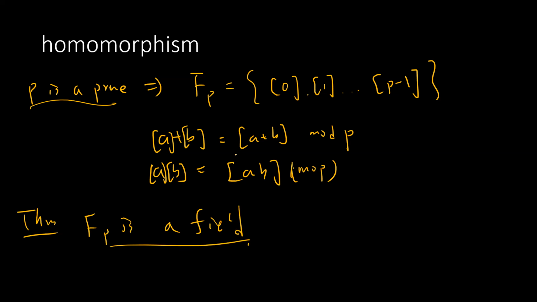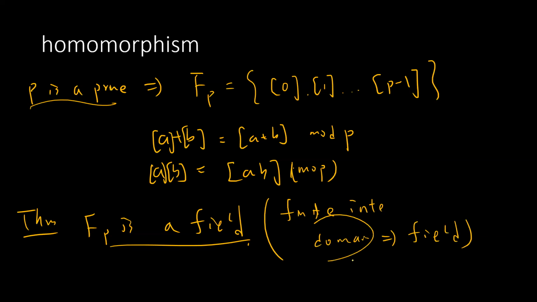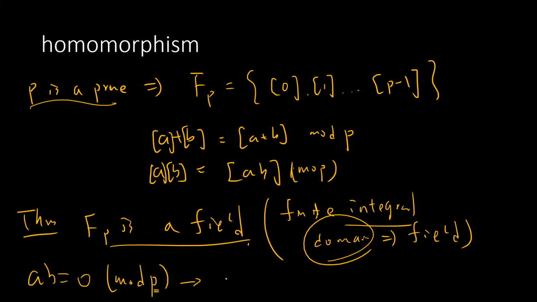Okay, so maybe you guys already learned about finite fields, right? But how to prove it? Remember that we proved that a finite integral domain implies a field. So in order to prove it, we only need to prove it is an integral domain. Now it's trivial, because if ab is 0 mod p, and p is prime, by definition p must divide a or p divides b, which means a is 0 or b is 0. Okay, so the proof is done.